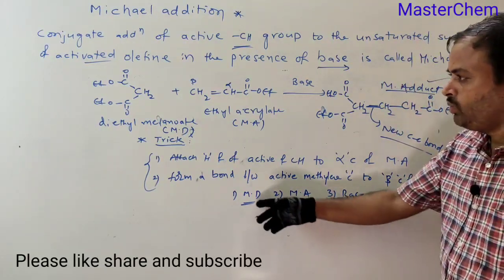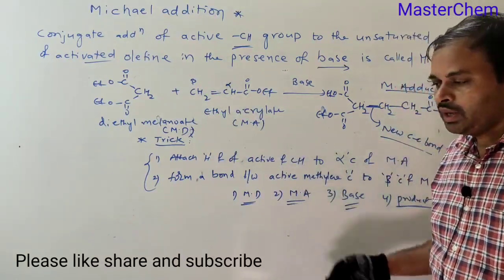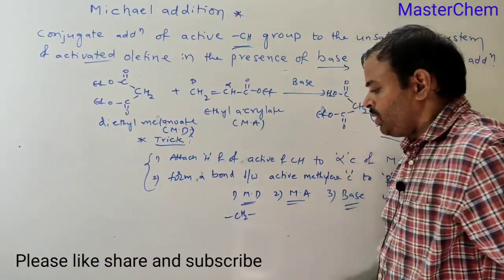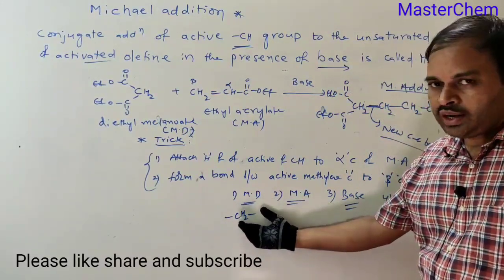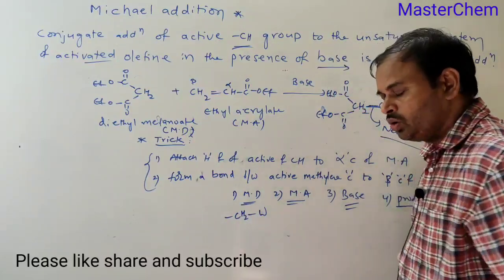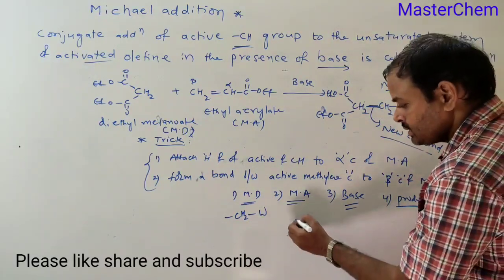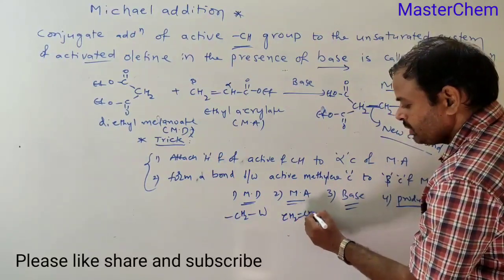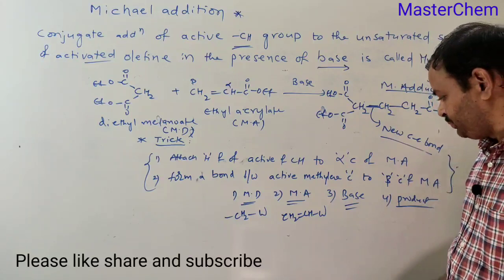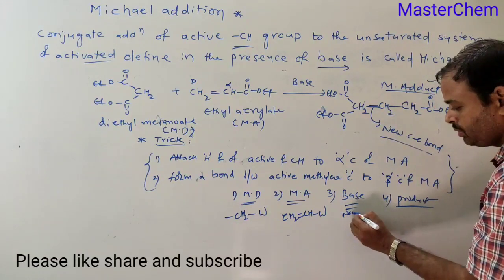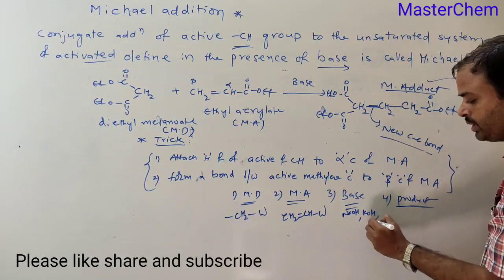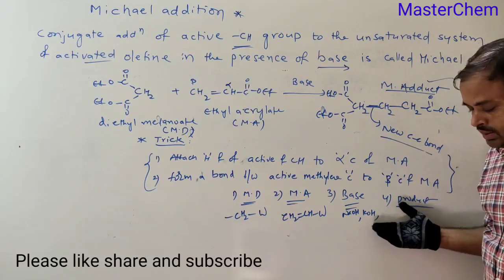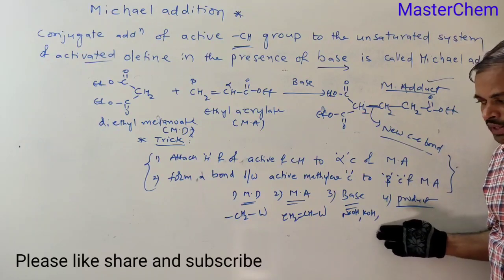Okay, so already we have one example here, Michael donor and Michael acceptor, which I already explained. Which acts as Michael donor? An active methylene group attached to withdrawing group. Which acts as Michael acceptor? An olefinic linkage with electron withdrawing group. And which are bases? Familiar bases: NaOH, KOH, and amines, tertiary amine, secondary amine. All these act as bases.